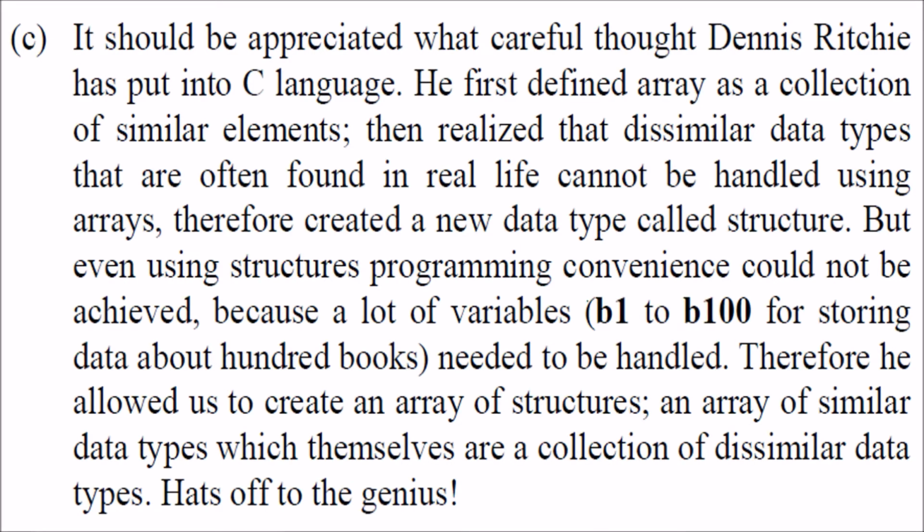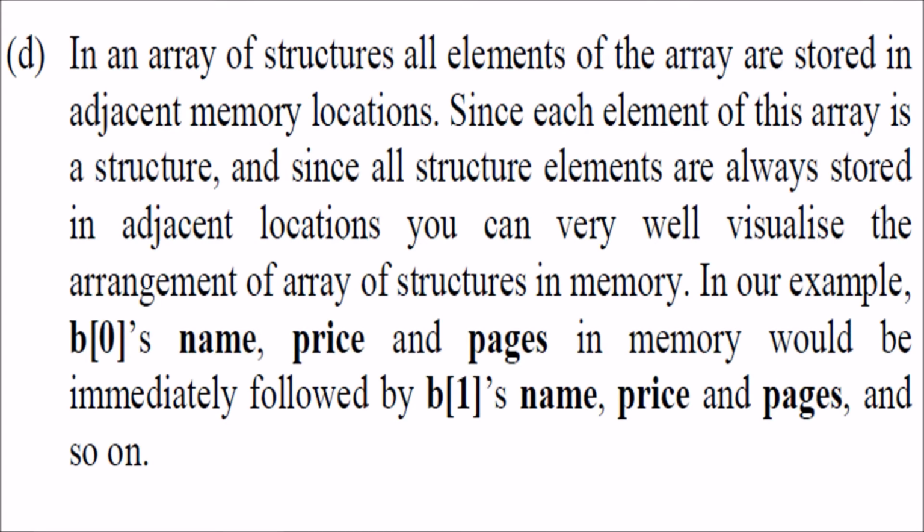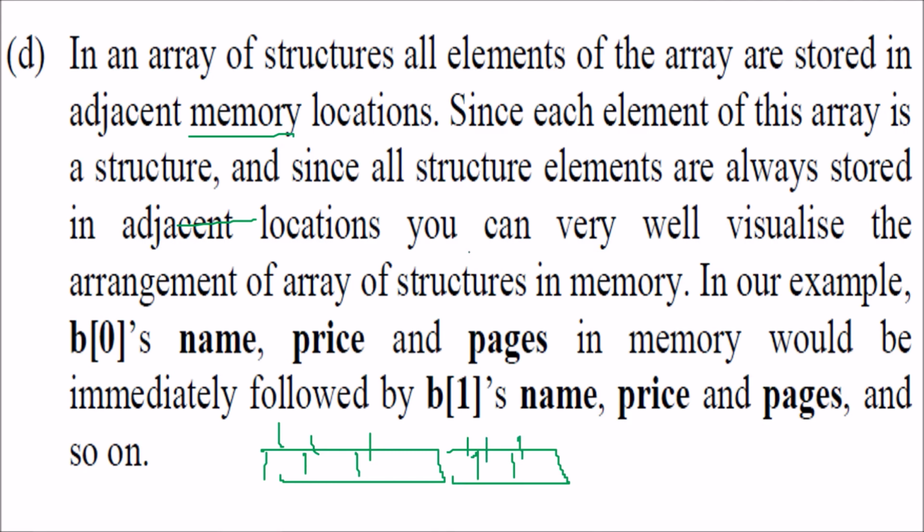And this is very good because Dennis Ritchie has really given us this array of structure, which makes our life quite easier. And the storage where these arrays of structures are stored, all elements of the array are stored in adjacent memory locations. Where? Adjacent memory locations. So first B0 content will be there, then B1. So this is name, price, pages for B0, name, price, pages for B1, like this.